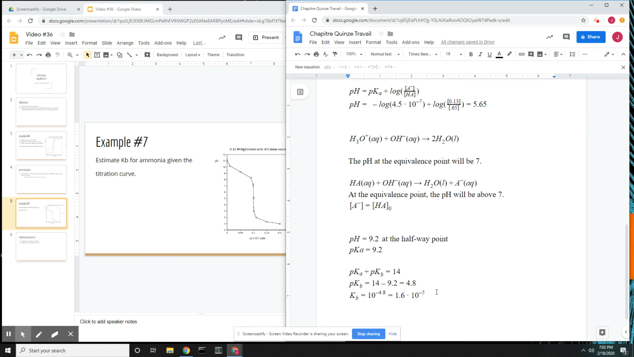This value makes sense to me. First off, I know that this is a base, so I'm expecting it to have a Kb that's greater than 10 to the negative 7th. So that makes sense to me. I actually happen to know this Kb value off the top of my head, and I know that it's pretty close to that, though I wouldn't expect you to know that off the top of your head.